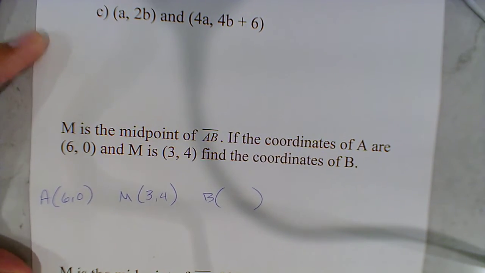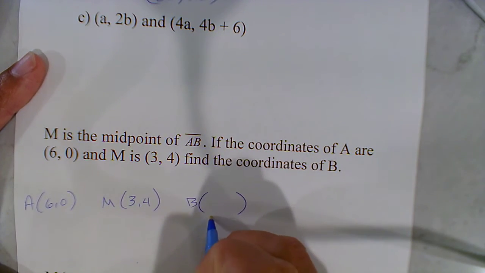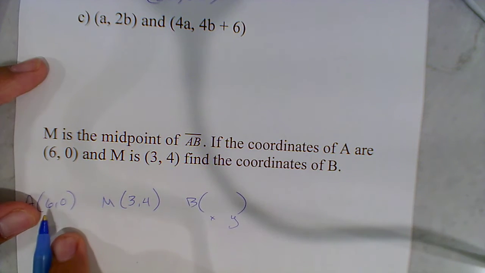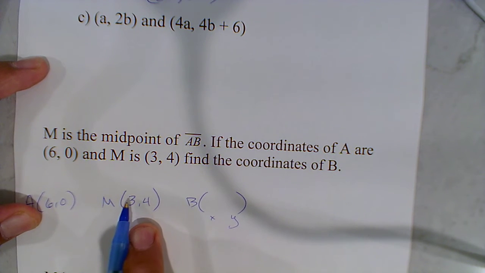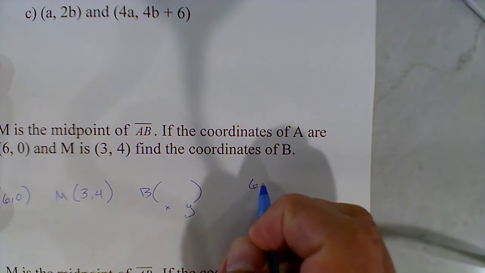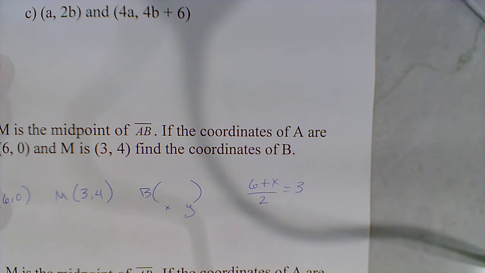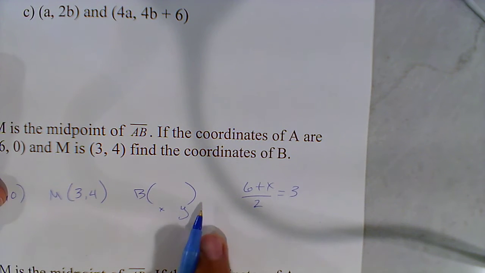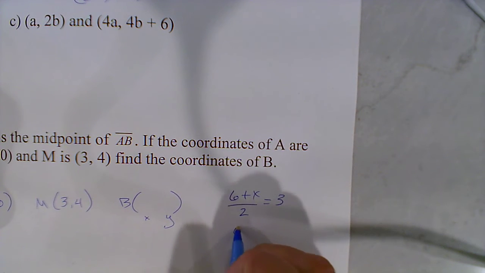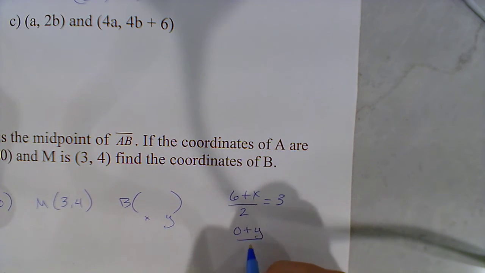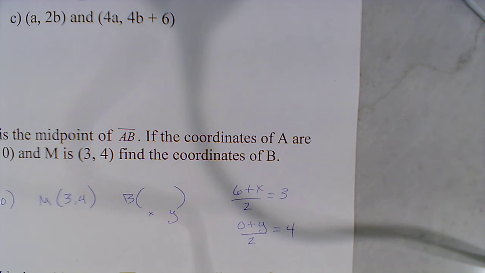Now, you can go with an algebraic approach and say, all right, this is going to be an x and a y, right? So 6 and x have to average 3. So that's just saying 6 plus x divided by 2 has to equal 3. And solve it algebraically. 0 and y have to average 4. 0 plus y divided by 2 has to equal 4. And that will work every time.